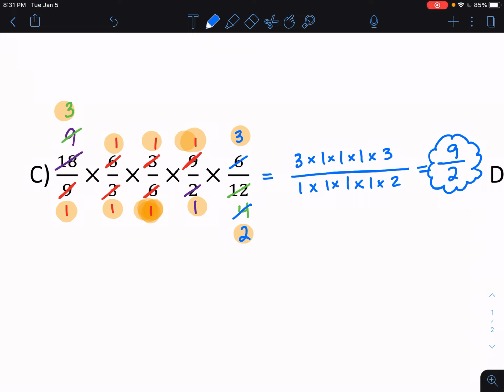So there were a couple different ways to go about this one depending on how you simplified. I chose to simplify the 18 first and then work with the 6 at the end. You could choose to do the 6 over 12 first, and you would get yourself to the same answer.